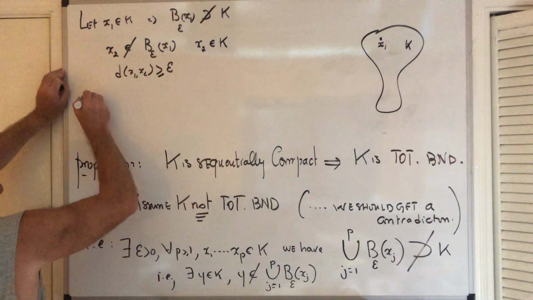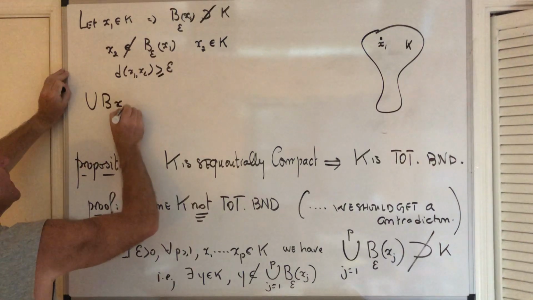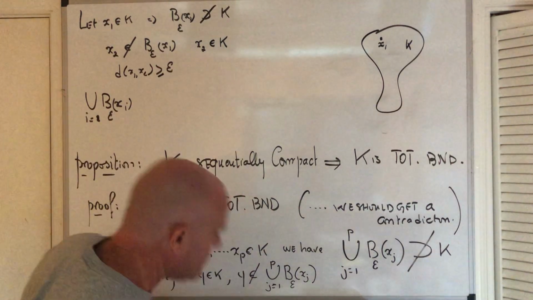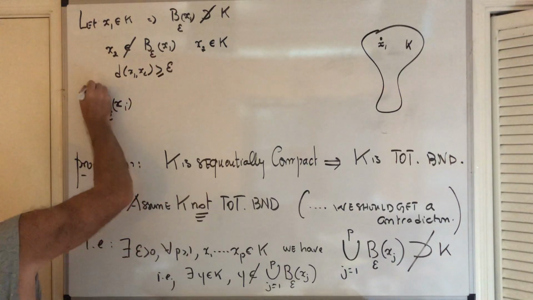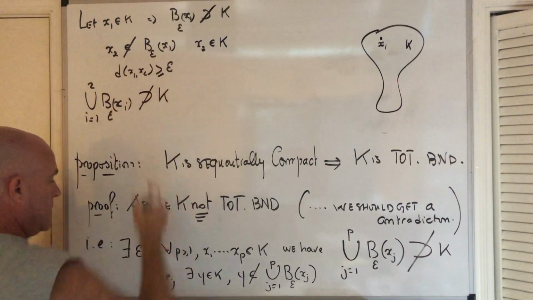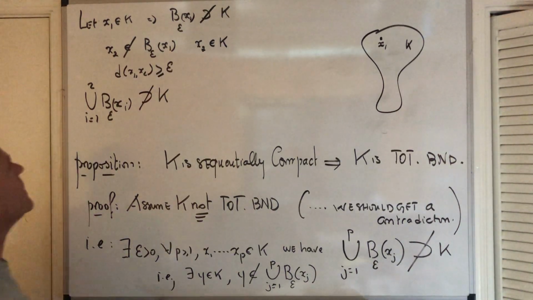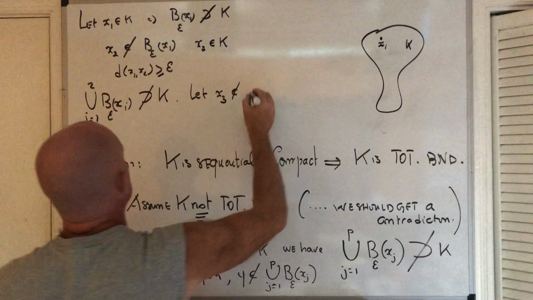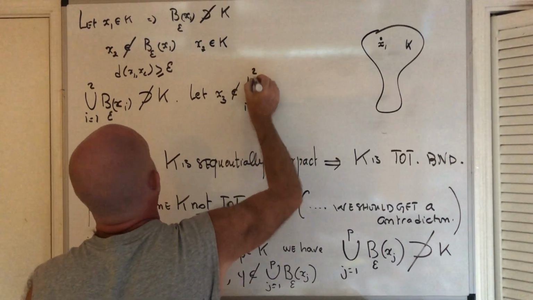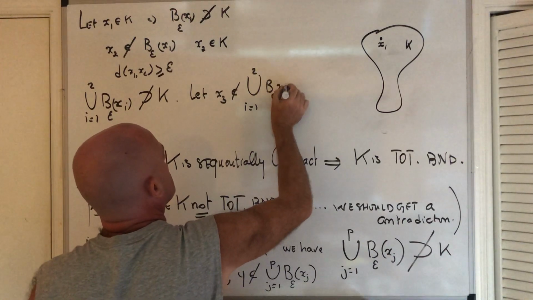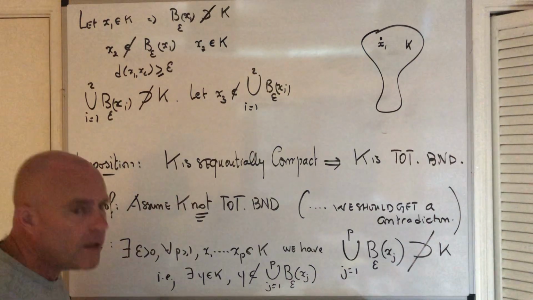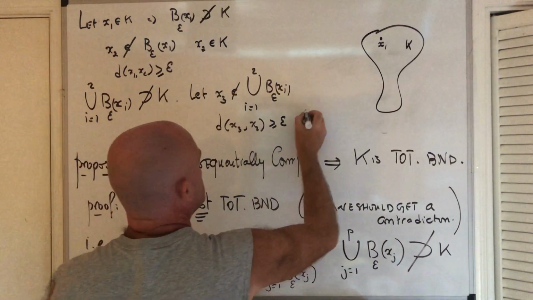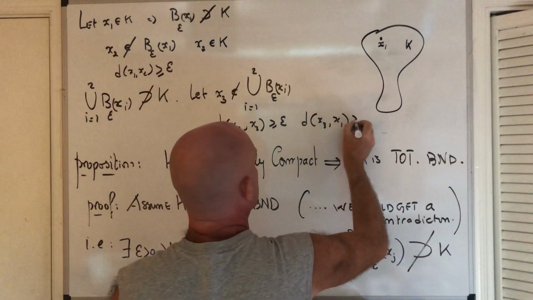Well, claim: the union of B(xi, epsilon) from i equal 1 to 2 does not cover K, again because of this statement. Okay, let x3 not belong to this union. That means that it doesn't belong to the first ball, and it doesn't belong to the second ball either. So the distance between x3 and x2 is larger than epsilon, and the distance between x3 and x1 is also bigger than epsilon.